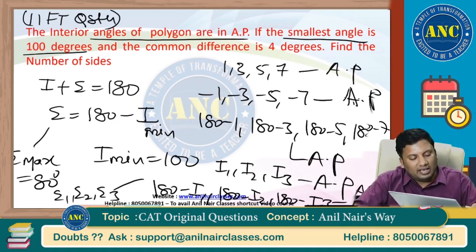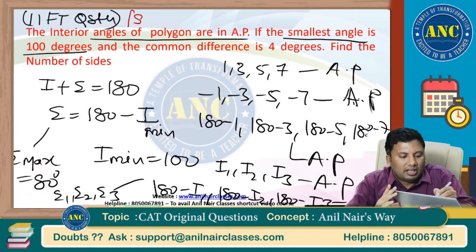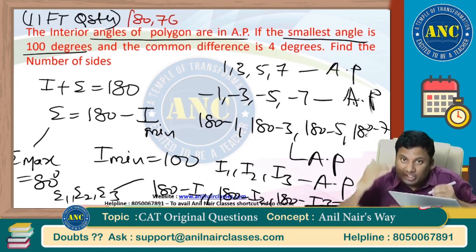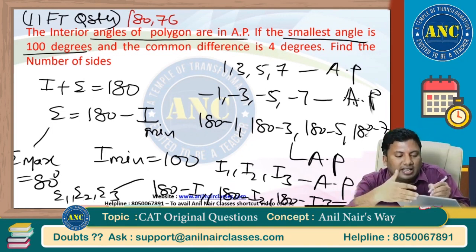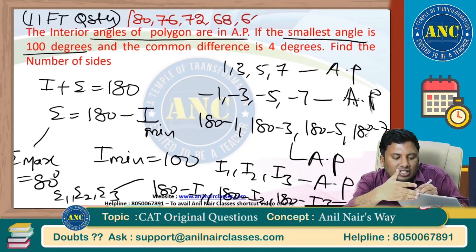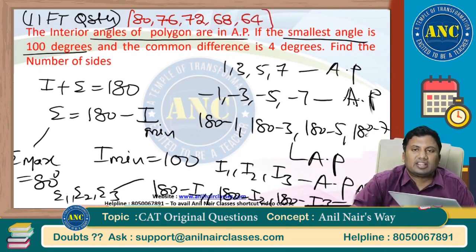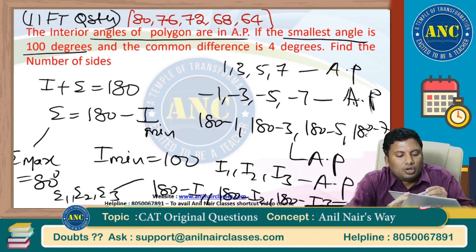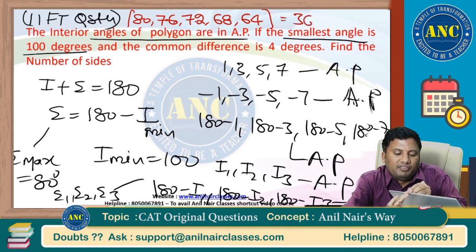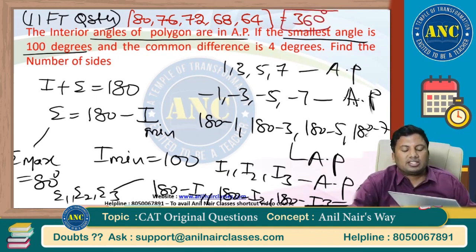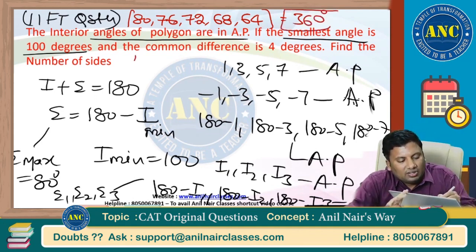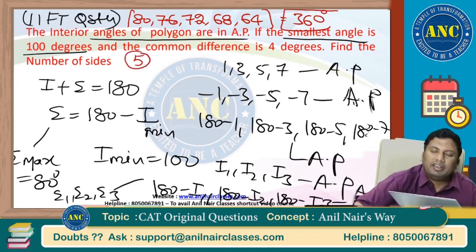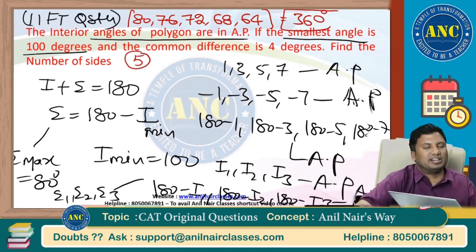Exterior maximum is 80. What is the difference? 4. 80, 76. It should decrease because maximum is 80. 76, 72, 68, 64. Check whether the sum is 360. 80, 76, 72, 68, 64 gives 360 degrees. So 5 exterior angles are there. So that means 5 sides will be there.